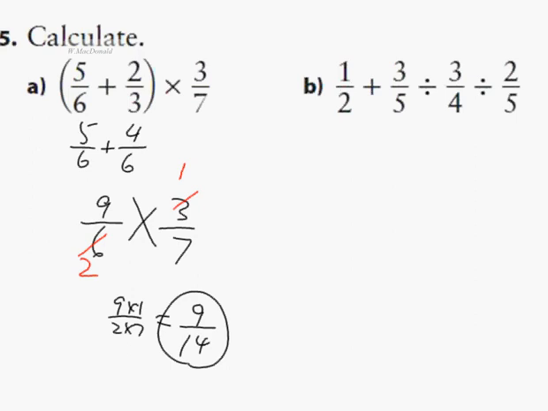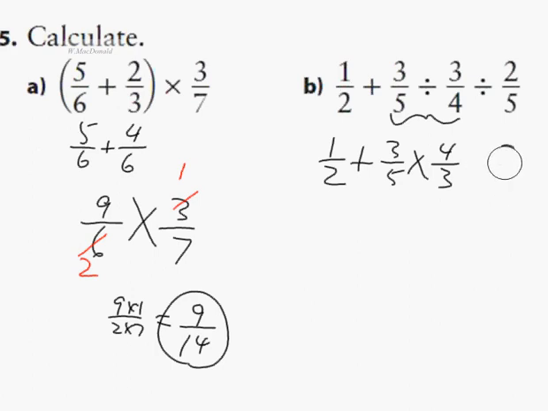The next question, B, there are 3 operations. The first one I'm going to do is this division. So I'm going to keep a half here, and I'm going to think about 3/5 multiplied by the reciprocal. So really, if I was just to rewrite this question, that's what I'd, 2/5, not 2/5.